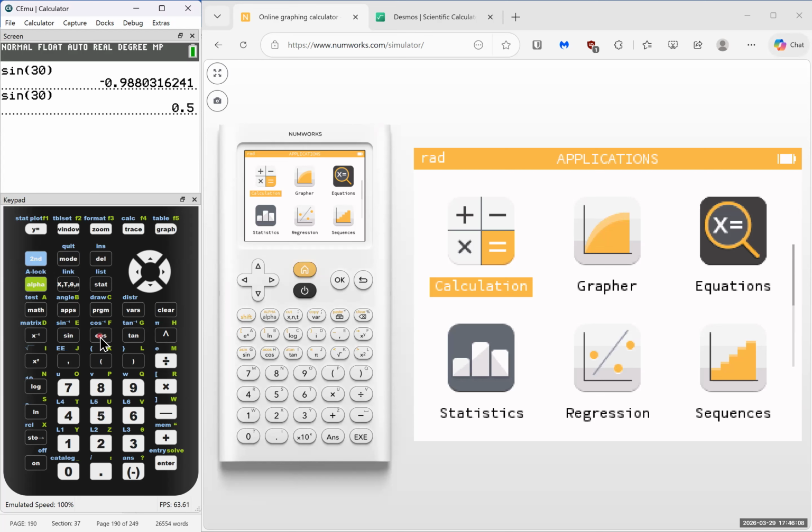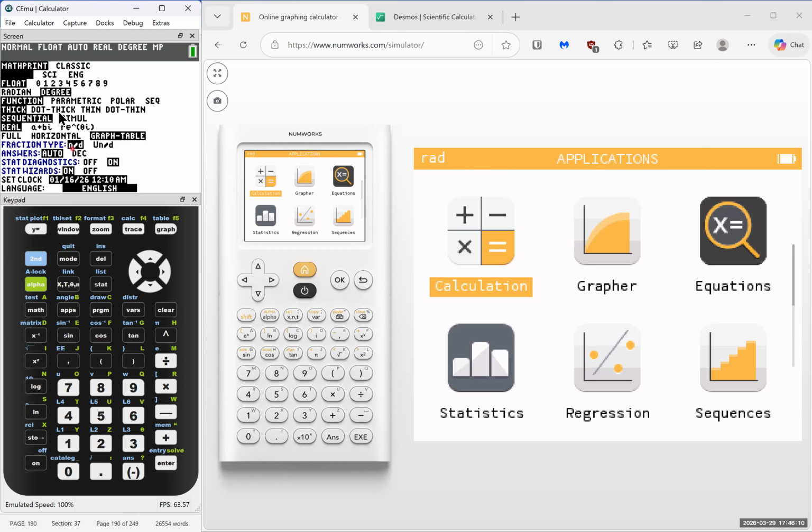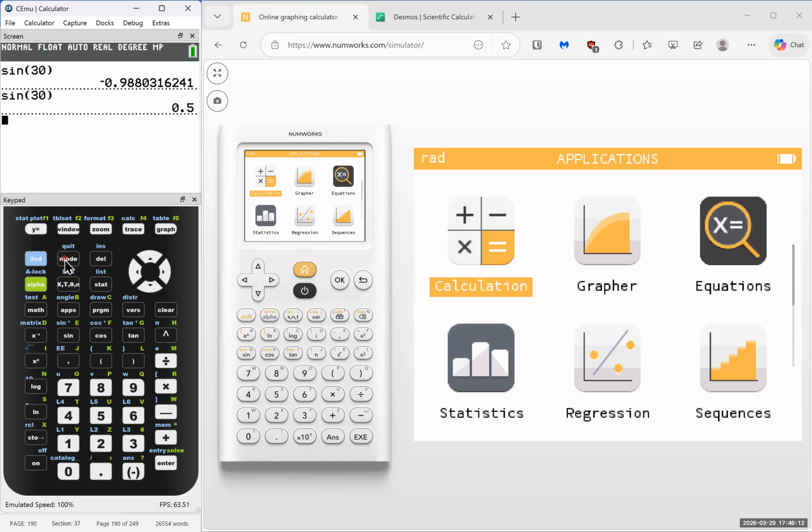So you could do, what did I just leave it at? Okay, leaving in degrees. So you could do cosine of 30 degrees, and you can do tangent of 30 degrees. Okay, so that all looks pretty good.